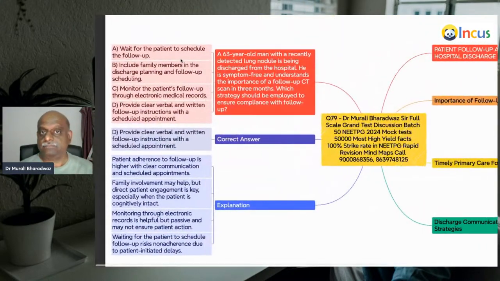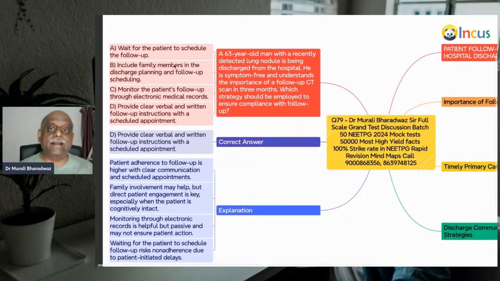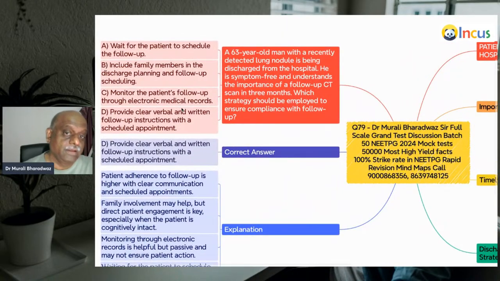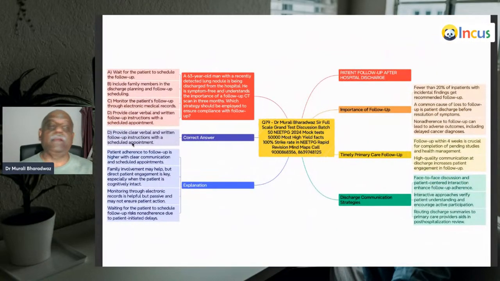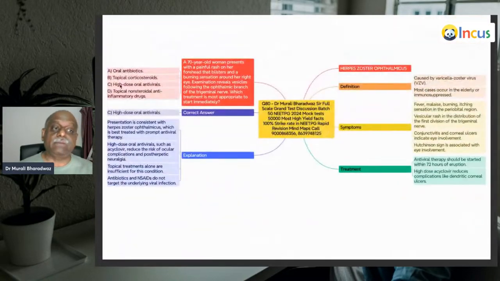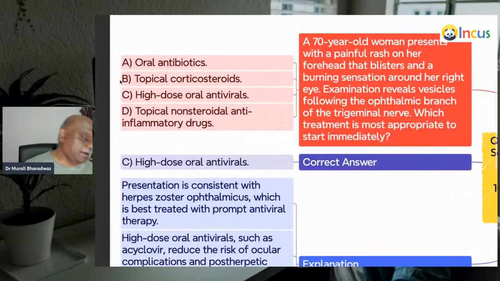63-year-old, recently detected lung nodule. And you have told him about the importance of the CT scan. So always provide a clear verbal and written follow-up instruction with a scheduled appointment after the hospital discharge is very, very important, doctor. So these are some of the things in the clinical practice.